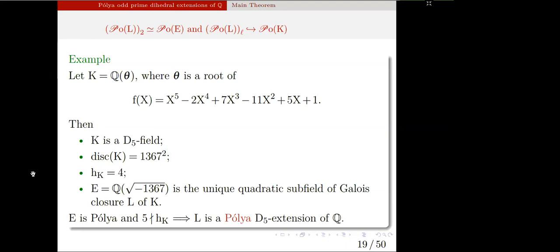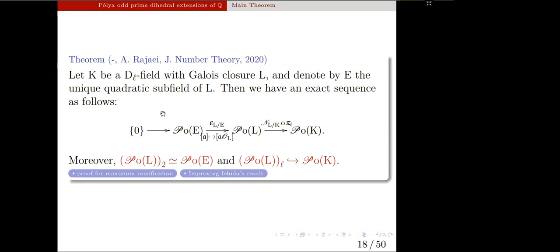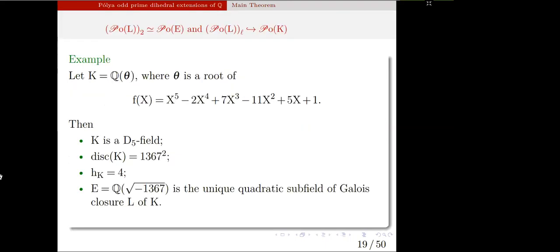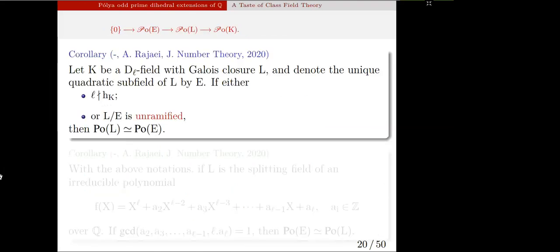And note that by the previous theorem, if the extension degree of K over Q, namely l, doesn't divide the class number of K, then the Pólya group of L should be a 2-group and isomorphic to the Pólya group of E. And so we can talk about this corollary, which gives some sufficient conditions for the Pólya group of L and the Pólya group of E to be isomorphic.